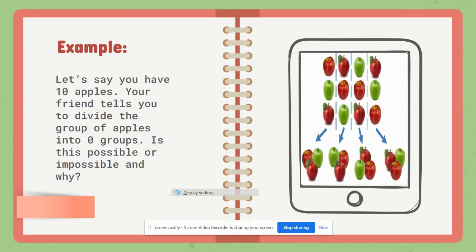Here's an example to make sense. Let's say you have 10 apples. Your friend tells you to divide the group of apples into 0 groups. So again, you have 10 apples, and your friend is asking you to divide the group of apples into 0 groups. Is that possible or impossible, and why? Can you divide a group of apples into 0 groups?